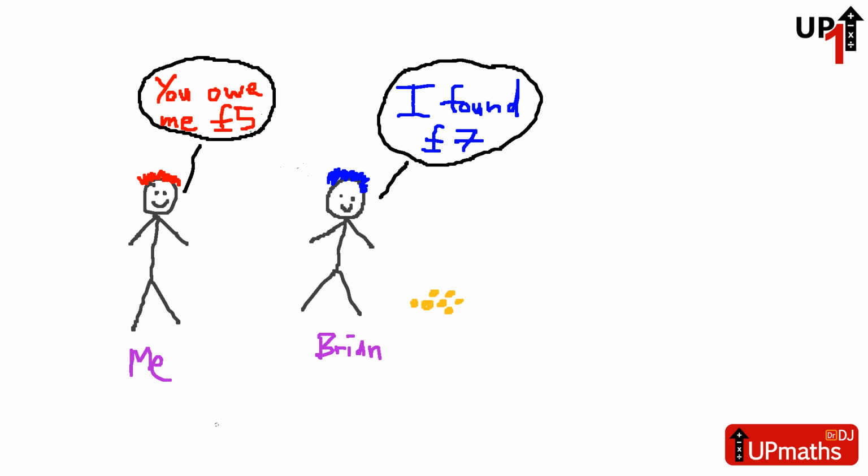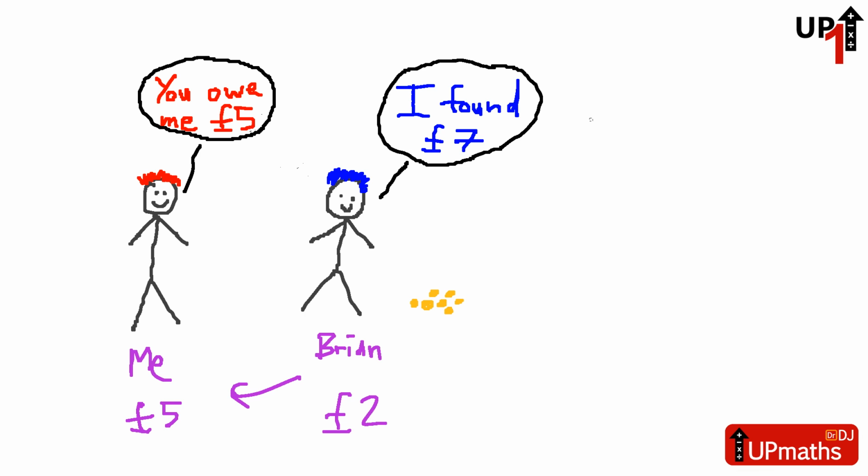Anyway, so Brian owes me £5, and he finds £7. How much money has Brian got? Well, Brian's now got £2. Why is that? Because Brian's a good friend, and he says, "Oh, I just found some money. I'll give you the £5 that I owe you."